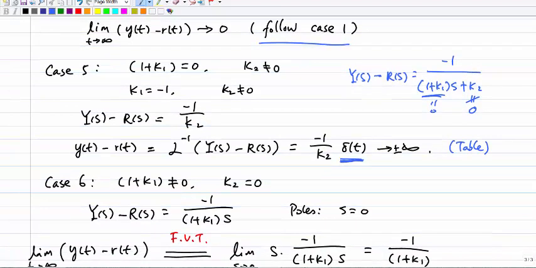For case number 6, do the opposite. If I have 1 plus k1 non-zero, while k2 is 0. So in this case, Y(s) minus R(s) is negative 1 divided by (1 plus k1) times s, because here this term is equal to 0. Now if I compute the pole, you set the denominator to be 0, which means I have s is 0. s being 0 is the only pole. So this is at the origin basically. So you have one pole at the origin, which is fine. Set it at the final value theorem.